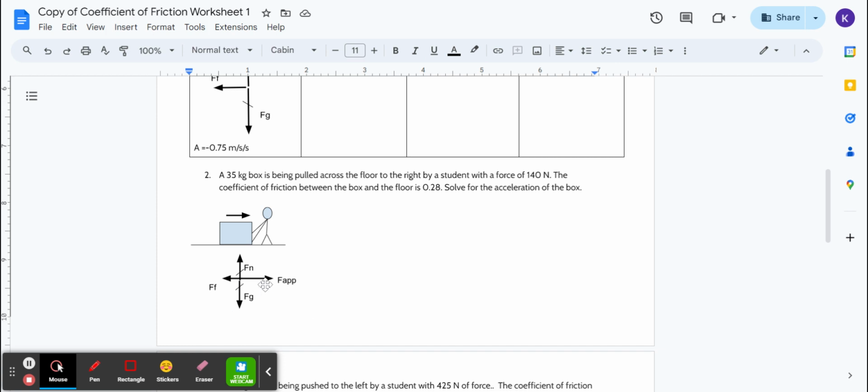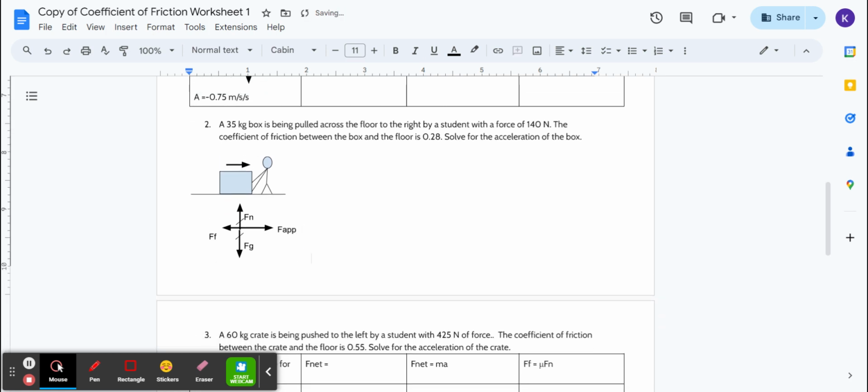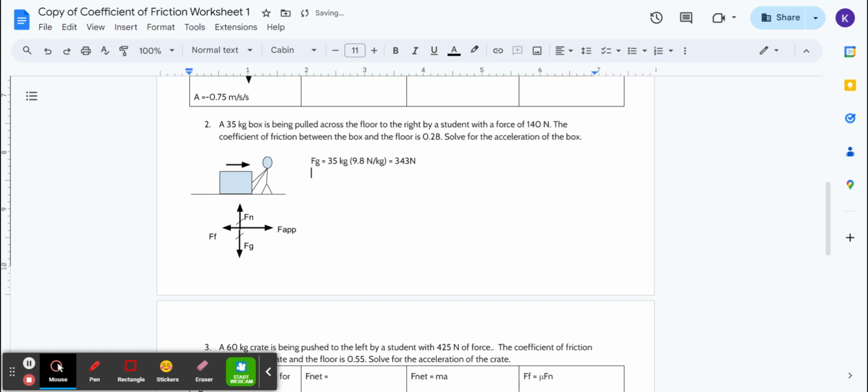So the first thing I'm going to do is solve for Fg. Fg equals the mass times 9.8. So 35 kilograms times 9.8 newtons per kilogram. And I got 343 newtons. So the normal force is also 343 newtons.